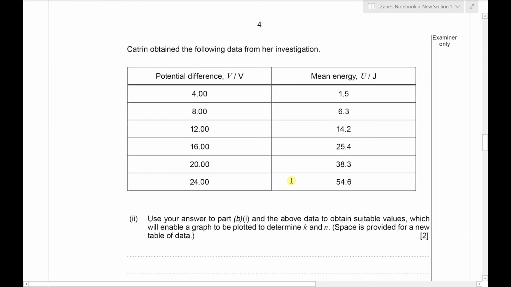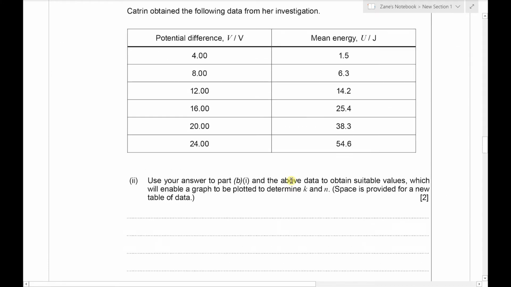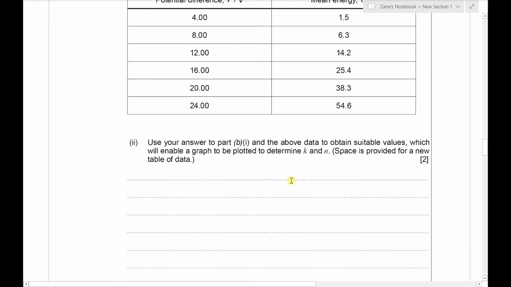Next, we've got Catherine's results. We have a table of potential differences and mean energy stored, and we've got to use our answer to B1 and the above data to obtain suitable values to allow us to plot the graph. So what we're going to do is create a table which is log of V, which has no units, and log of U, which also has no units. Logs don't have units. I've already plugged these into a calculator, so you can check them yourselves, but I'm going to fill them in.